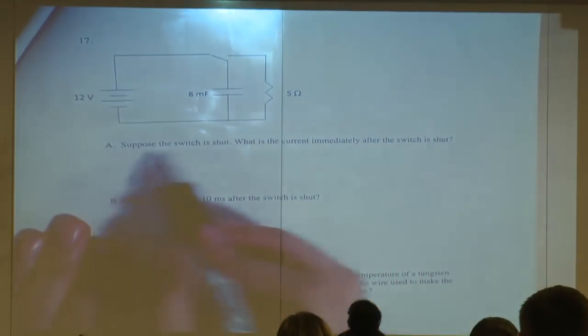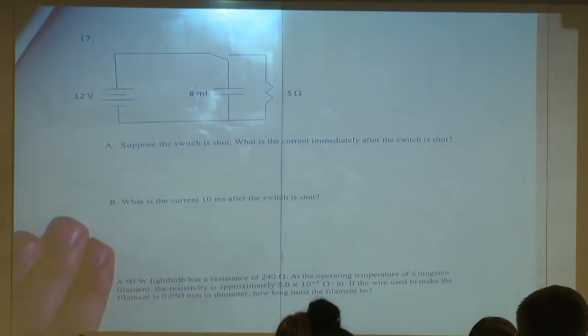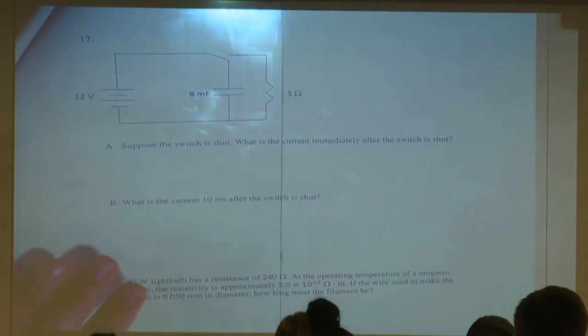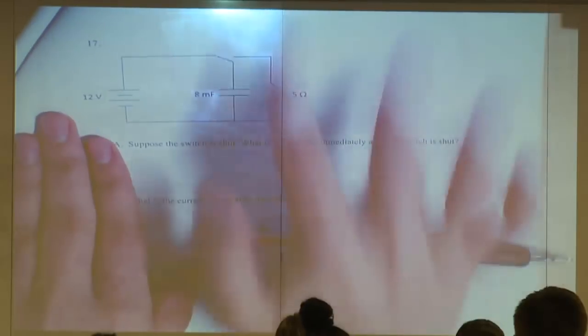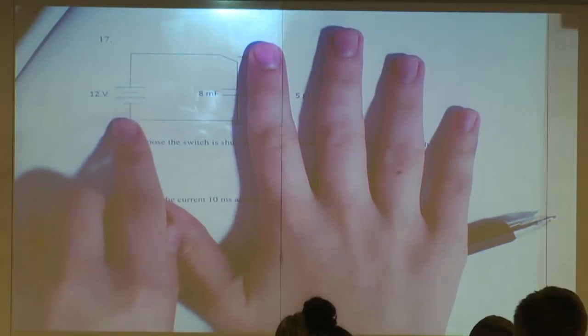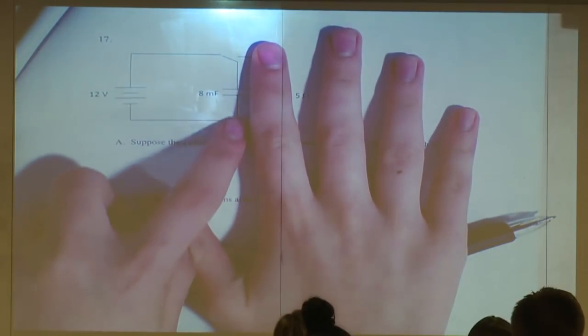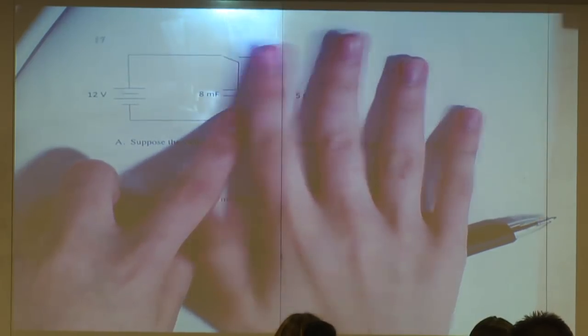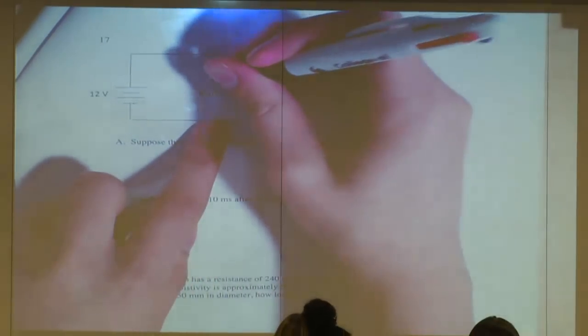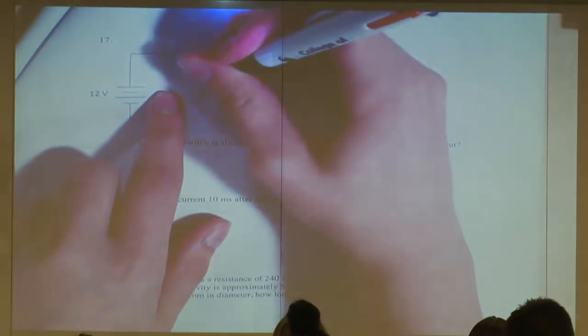Okay, so it says suppose the switch is shut. What is the current immediately after the switch is shut? By shut, I mean at this instant you can kind of ignore the 5 ohms. This 12 volt battery is charging up this capacitor right here. And when you do that, the capacitor ends up charging up to 12 volts. So this will end up being a 12 volt capacitor.